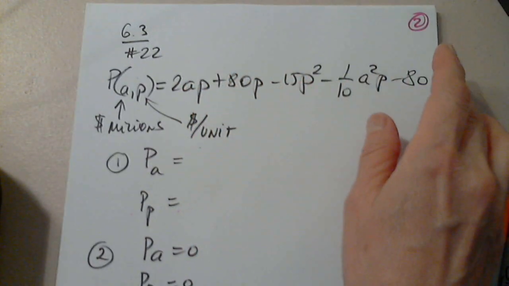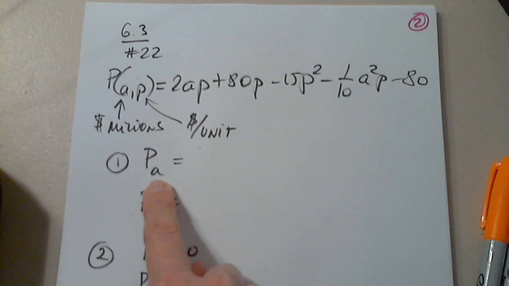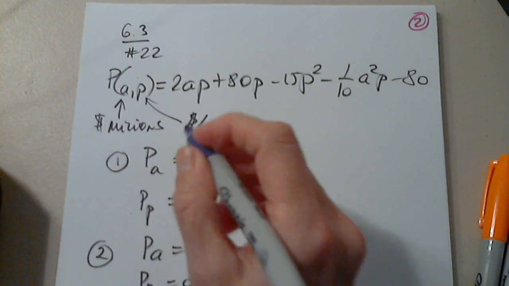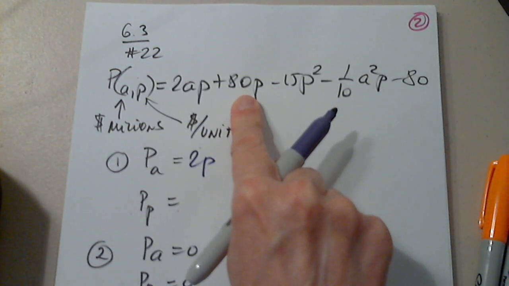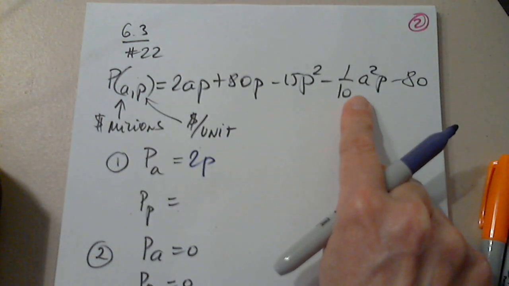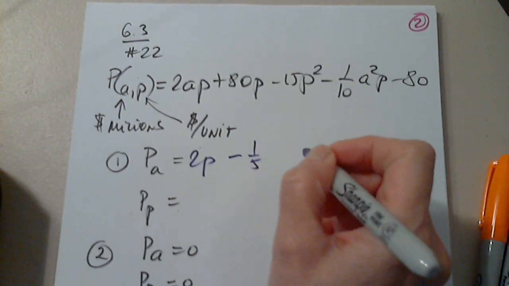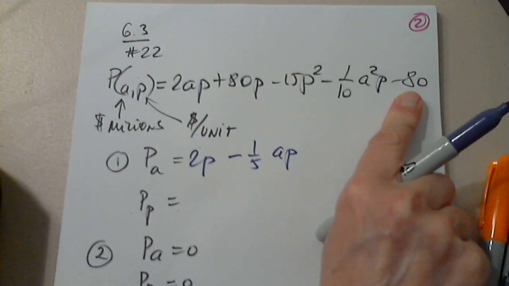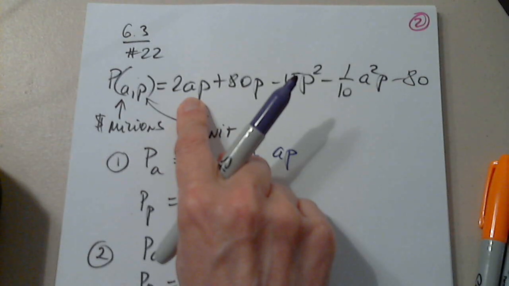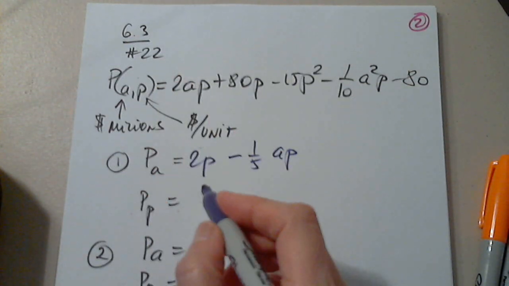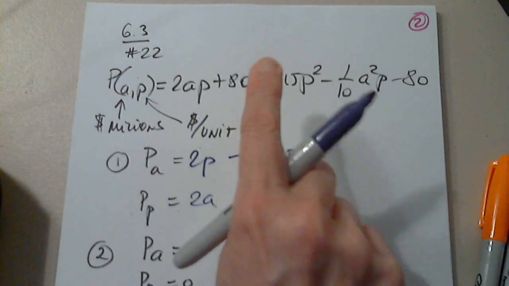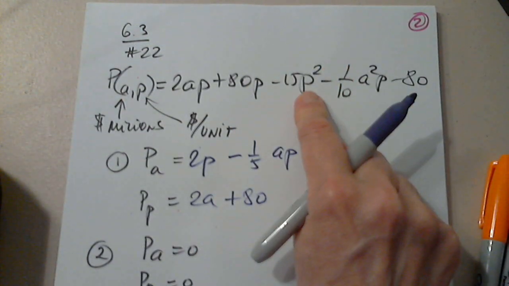So can anyone help differentiating this function only with respect to A? Very good. Awesome. Only with respect to A. 0. Perfect. Only with respect to A. 0. Perfect. Only with respect to A. 1/5 AP. Excellent. Only with respect to A. 0. Of course. Only with respect to P. 2A. Very good. Awesome. Only with respect to P. 80. Very good.